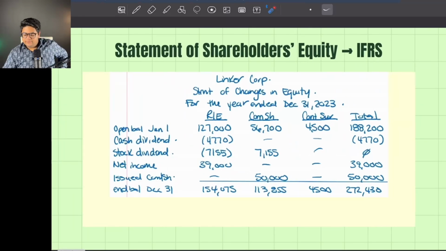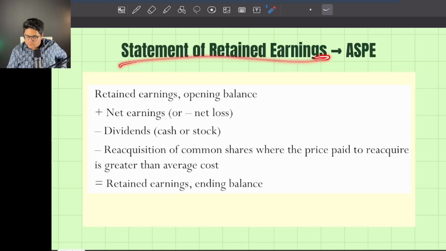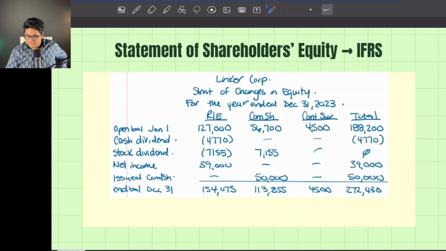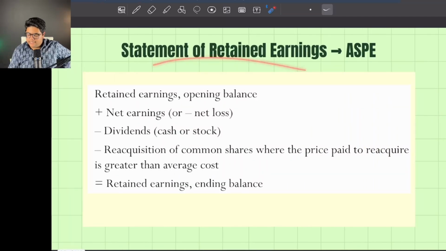Next up, we have the statement of shareholders' equity. This is for IFRS. For IFRS, they can use this one and this one, because this one calculates retained earnings, and this one calculates shareholders' equity, of which retained earnings is a part. But an ASPE company would never have this. They would only have the statement of retained earnings.